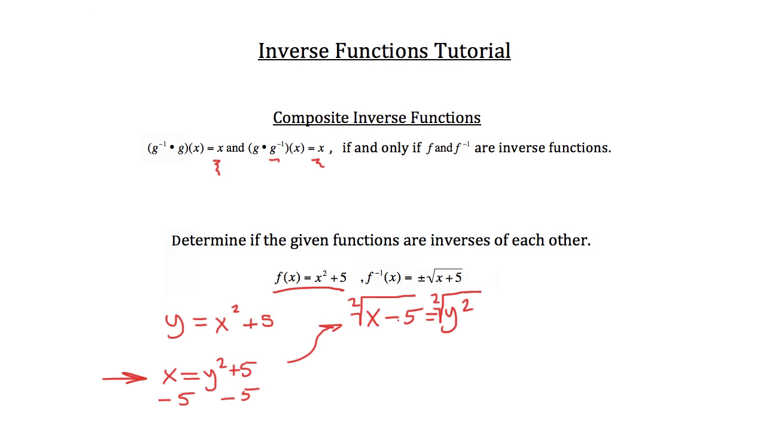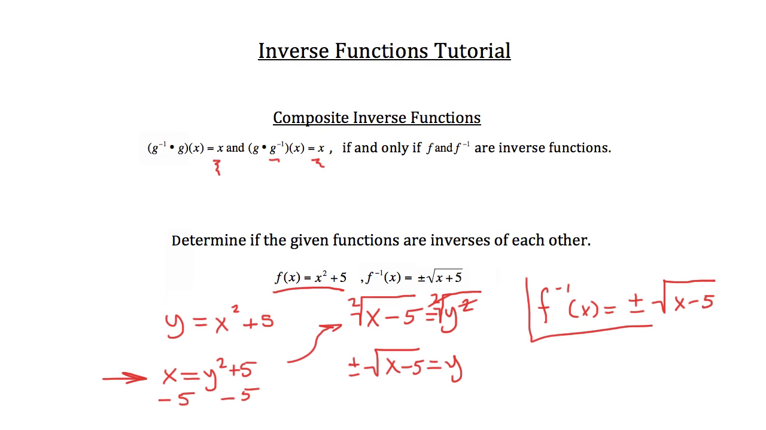On the left-hand side of the equation, you're going to have positive or negative the square root of x minus 5, and on the right-hand side of the equation, you're going to have y alone because the square root and the square canceled each other out. And so you could rewrite that. We're going to get rid of the y now, and we're just going to call it the inverse of x. Because like we said originally, by switching the x and y and solving again for y, we're finding the inverse of that original function.